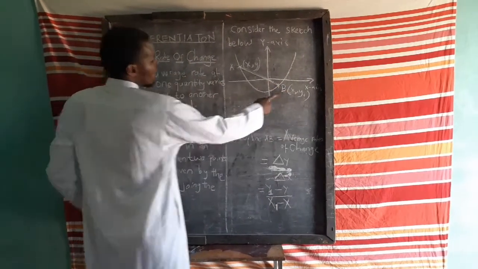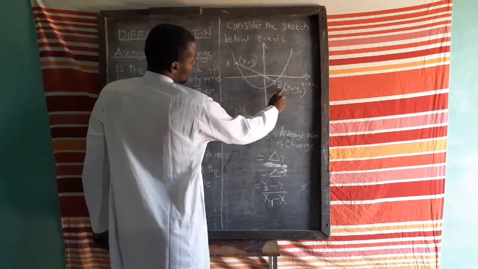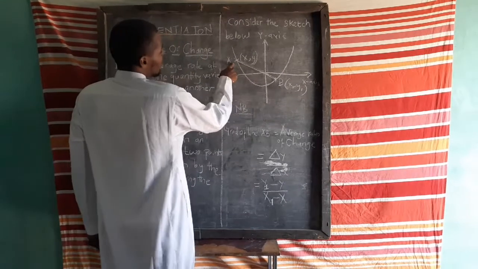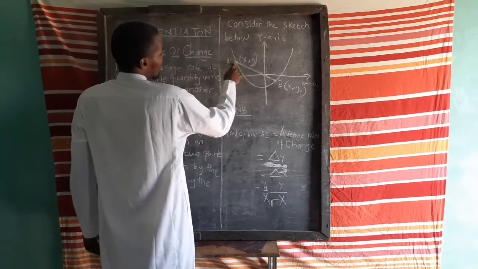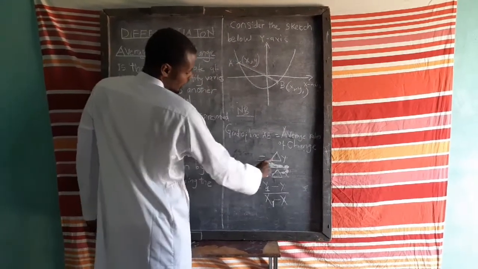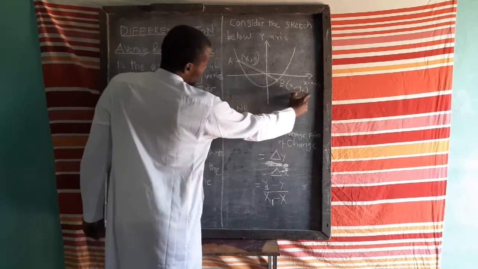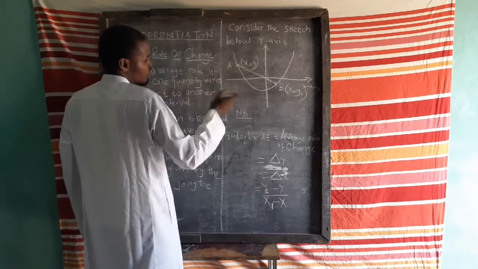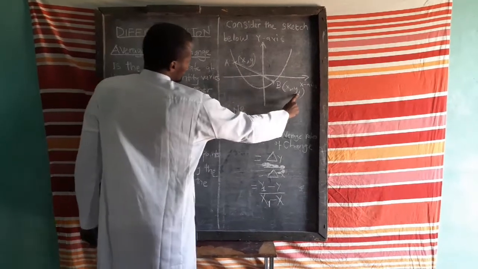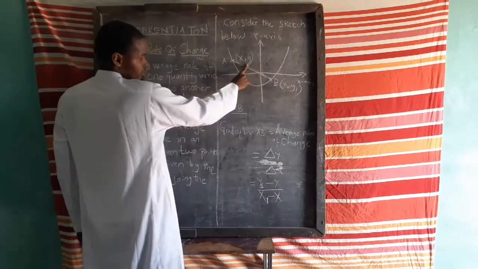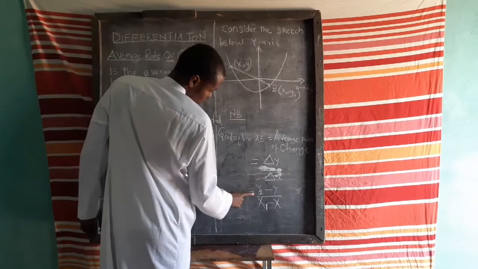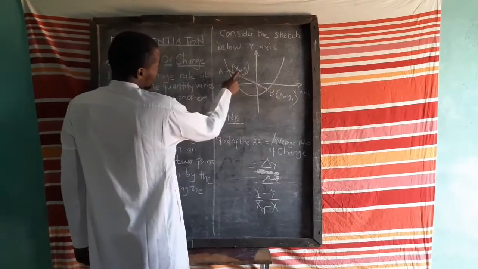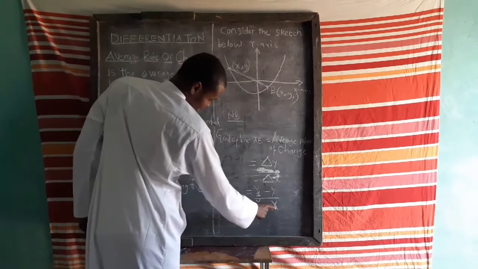For this case, we have the coordinates of B as x1 and y1, and the coordinates of A as x and y. So for change in y, we pick the value of y here and the value of y here, and then we subtract. Change is the difference. So we can say y1 minus y over x1 minus x.